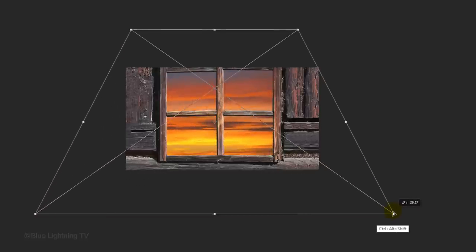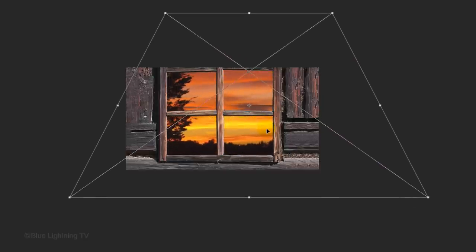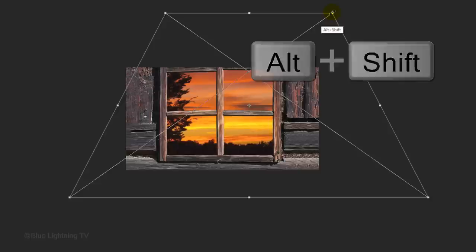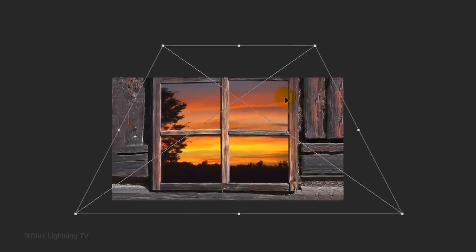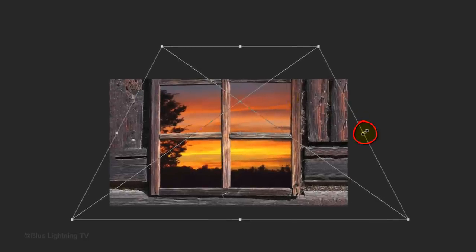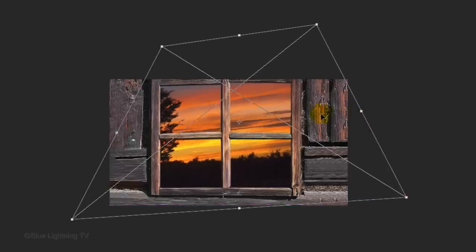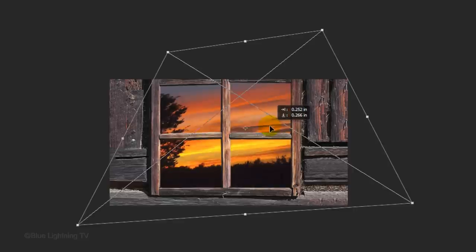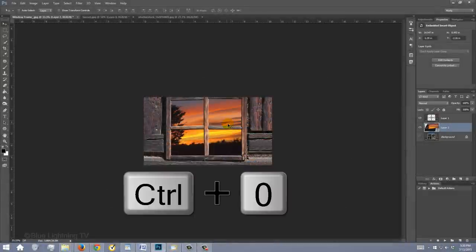To reposition it, just go inside the transform and drag it. To reduce or enlarge it, go to a corner, and when you see a diagonal double arrow, press and hold Alt or Option plus Shift as you drag it in or out. To skew it, go to the middle point on one of the sides and press and hold Ctrl or Command as you drag it up. When you're happy with its size, position, and distortion, press Enter or Return. Then, fit it back onto your canvas.